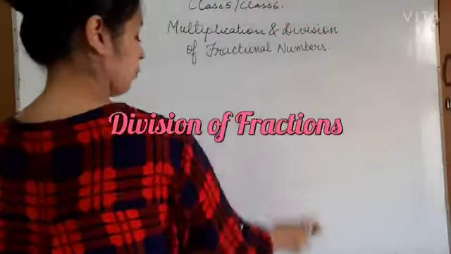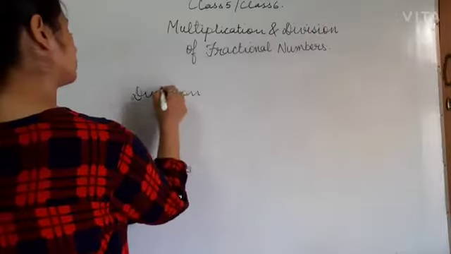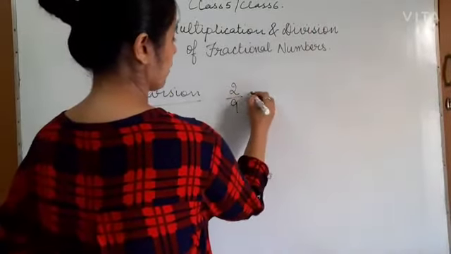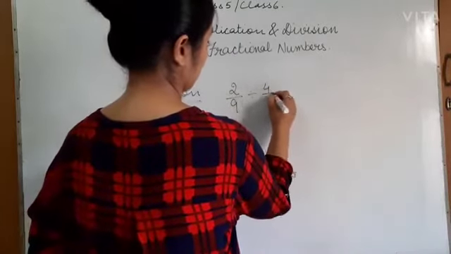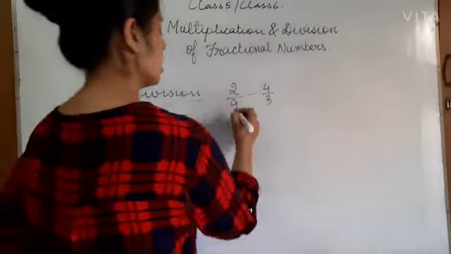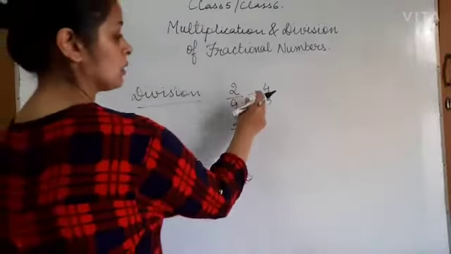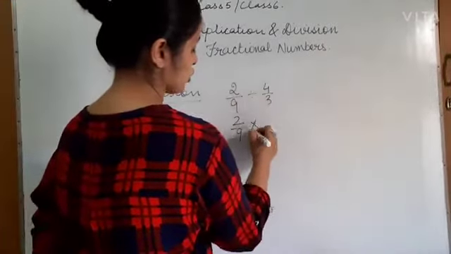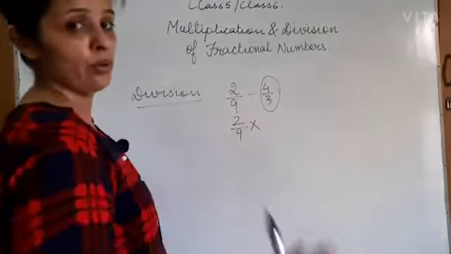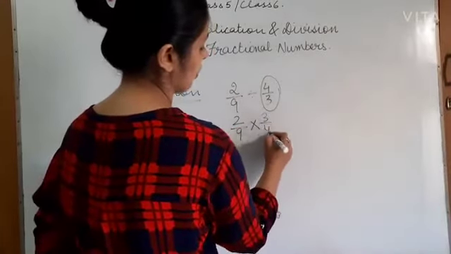Now I'll tell you division. Suppose they give you 2 upon 9 divided by 4 upon 3. Whenever we are dividing fractions, the fraction on the left side will be written the same. The divide sign will be changed to a multiplication sign, and the right side fraction will be reciprocated. It means we will take the reciprocal of this fraction. It will be written as 3 upon 4.